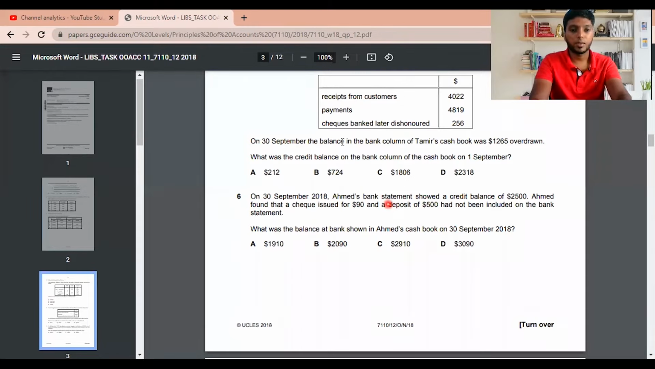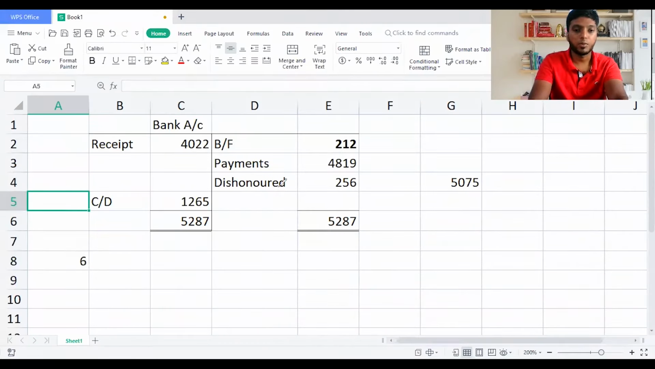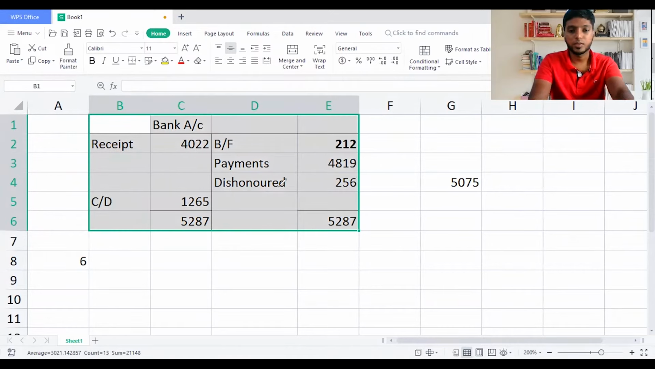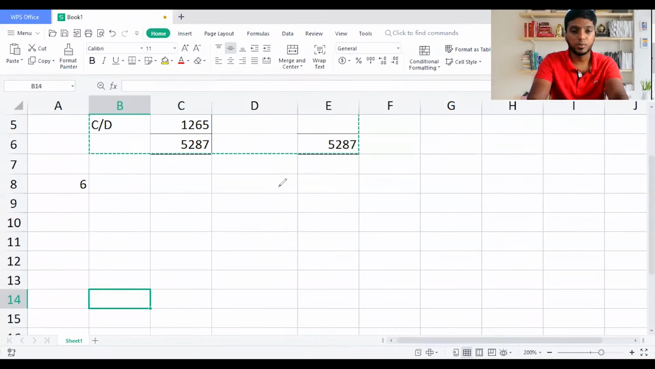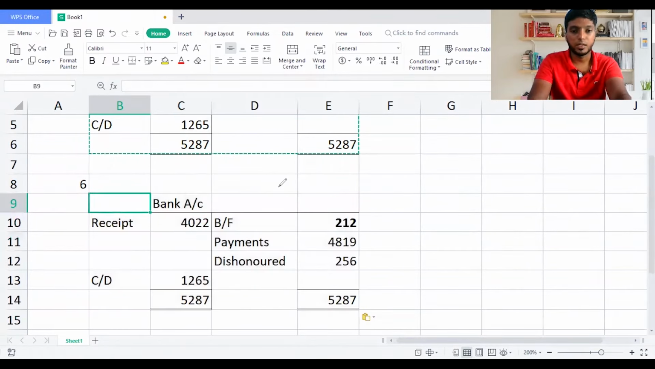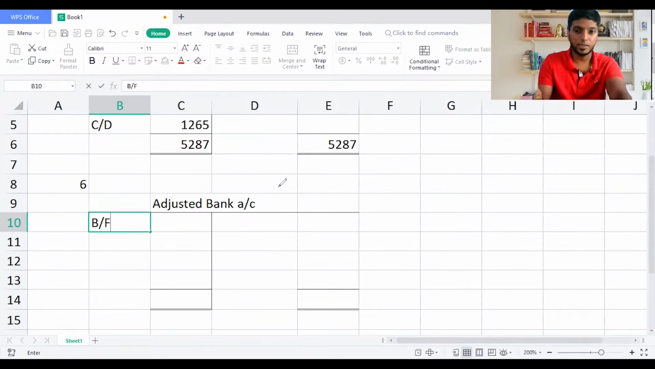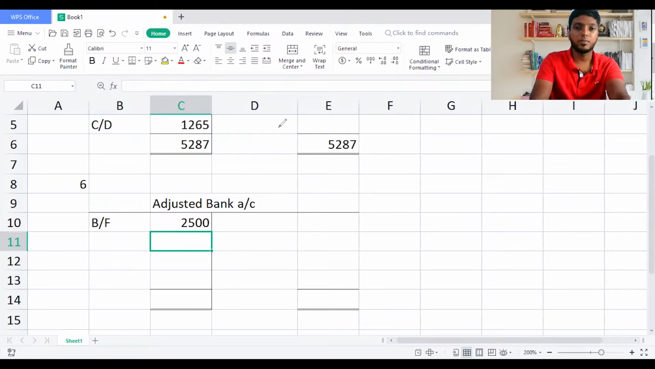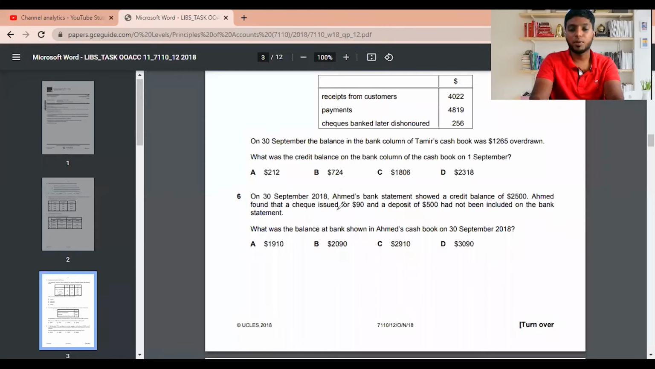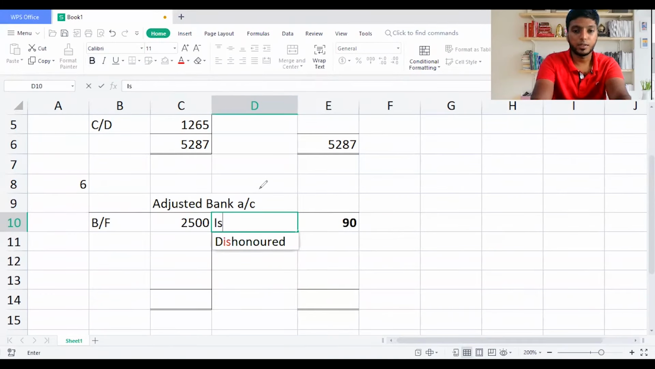I'm going to prepare question number 6. I'm going to prepare another bank account. Now this is an adjusted bank account which I'm going to do. So now they have said they have a balance brought forward on the bank statement, credit side, 2,500. So on the adjusted bank account it should be 2,500 on the debit side. And then there's something which they forgot to adjust. One is Ahmed found a check issued, 90. So the issued check should come on the credit side of the bank account. So I'll write here 90, or you'll write issued.